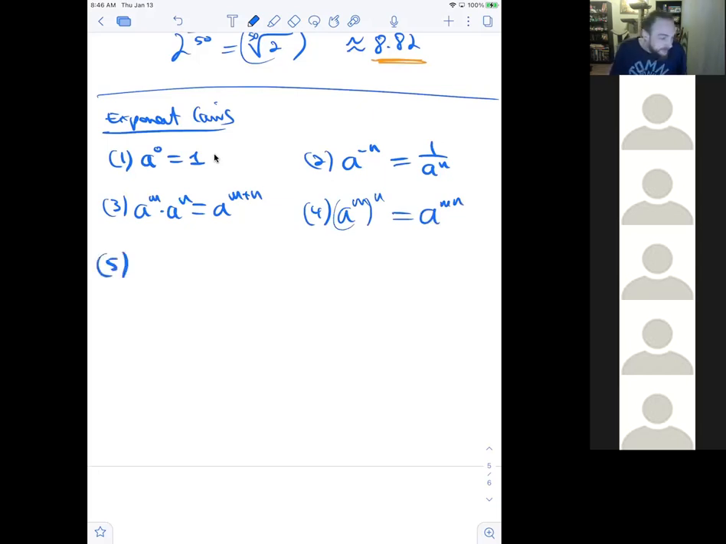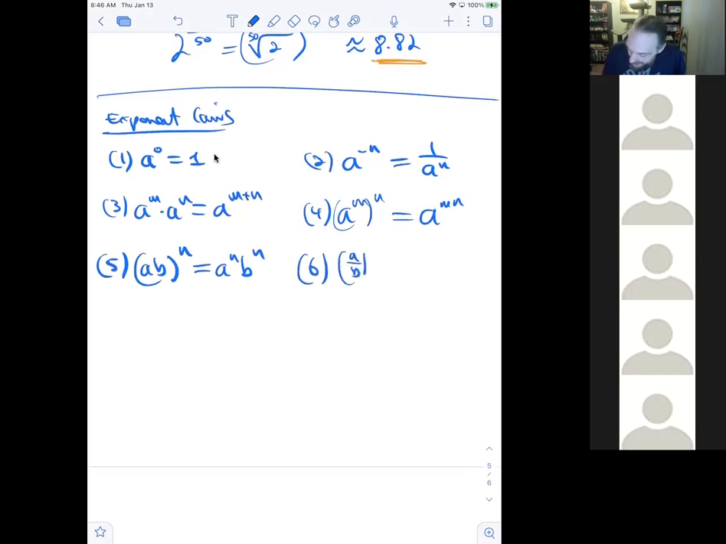Five, A B to the n. If you have two bases and one exponent, yes, you can distribute: A to the n, B to the n. And six, we have A over B to the n. You can distribute this onto a fraction as well, A to the n over B to the n. And then seven, A over B to the negative n, you're going to flip it, and it's going to be B to the n over A to the n.